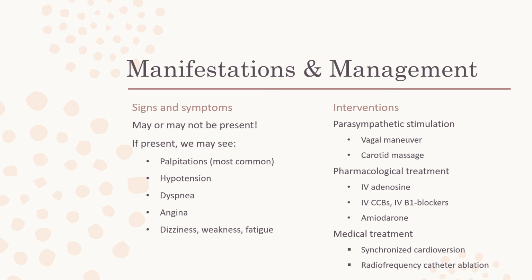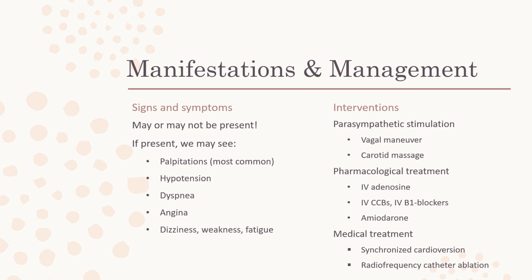What are we going to do? We're going to try to stimulate this parasympathetic nervous system. We can do that with vagal maneuvers. You can have patients Valsalva, try to blow into a straw. You can have them splash their face with ice water. And carotid massage is something that has been done in the past to try and get the parasympathetic nervous system to come in and sort of slow this excitability down.